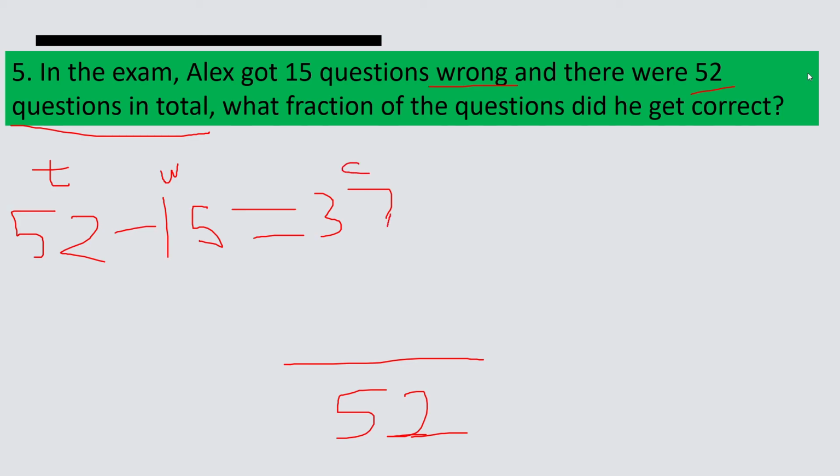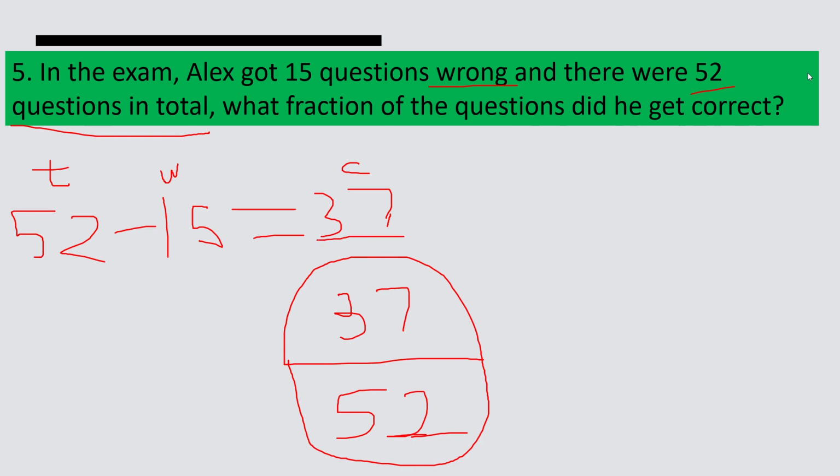So this is the formula to use when you want to find out how many are left. So the total, take away the questions that are wrong, will equal the correct ones. So Alex got in total 37 over 52 questions right. So that's your answer. And that's how you work it out.